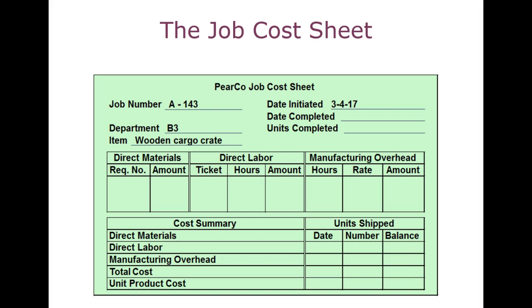Here's an example of a job cost sheet. Here we're saying that job number A-143, and the item is a wooden cargo crate. We're going to produce these. So what you need is either on paper or, like most companies do these days, on the computer, something similar to this where you can keep up with the various materials this job uses, the various labor, people working on it, and how much overhead we attach to this job. Then we're going to find the total cost of that job, and depending on how many units that we produce, we're going to divide the total cost by the units to get a unit cost.